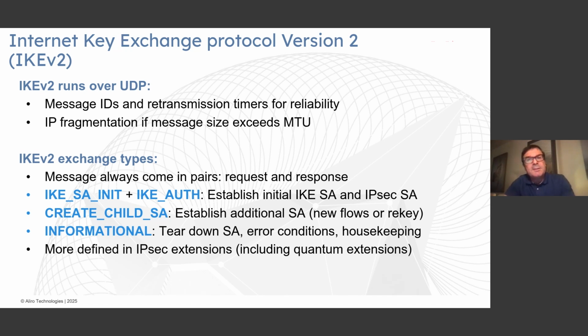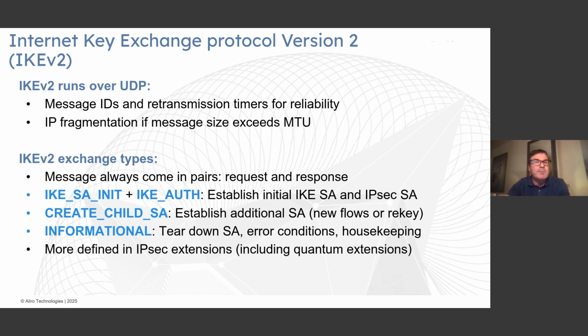The Internet Key Exchange Protocol version 2, or IKEv2, is the control plane protocol for IPsec. It is responsible for authenticating peers, for managing security associations, and for negotiating cryptographic parameters. IKEv2 runs over UDP, and because UDP is unreliable, IKEv2 implements its own reliability mechanism using things like message IDs and retransmission timers.